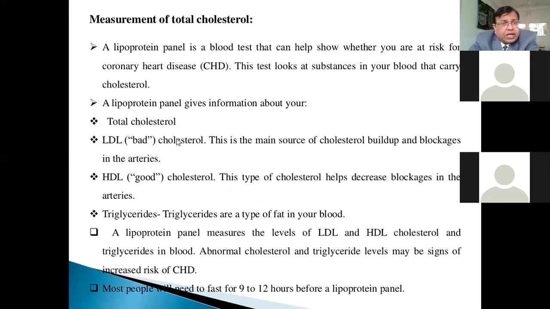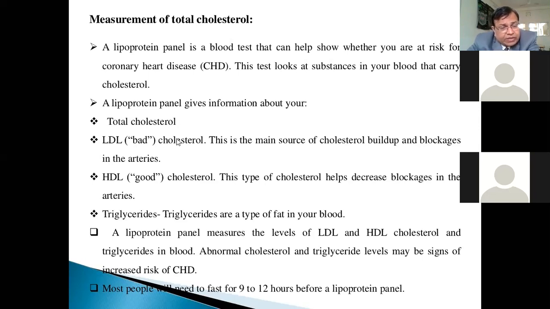A lipoprotein panel is a blood test that can help show whether you are at risk for coronary heart disease. This test looks at the substances in your blood that carry cholesterol. The lipoprotein panel gives information about total cholesterol, and LDL, low density lipoprotein, that is bad cholesterol. This is the main source of cholesterol build-up and blockage in an artery.